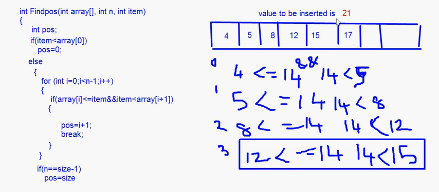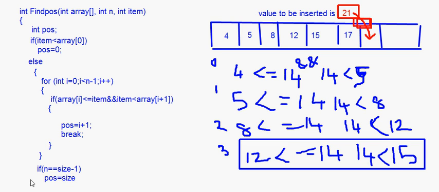If I want to insert the value 21, in that case it will check all of them, but it will never get a correct position because we have the values only up to 17. So 21 has to be inserted in this place, right? So now when it comes out, we have to check if n is equal to size minus 1, then in that case pos is equal to size.